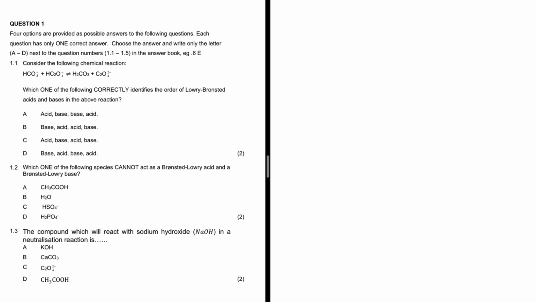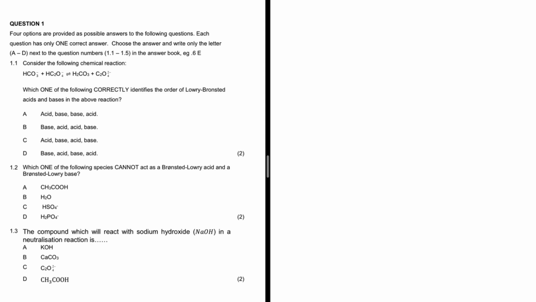Right. So question 1, we usually don't read these instructions, we just know what to do, but let's take a look and see what is happening. Four options are provided as possible answers to the following questions. Each question has only one correct answer. Choose the answer and write only the letter A to D next to the question numbered 1.1 to 1.5 in the answer book, right? And then, for example, we have 6 with an answer being E, right?